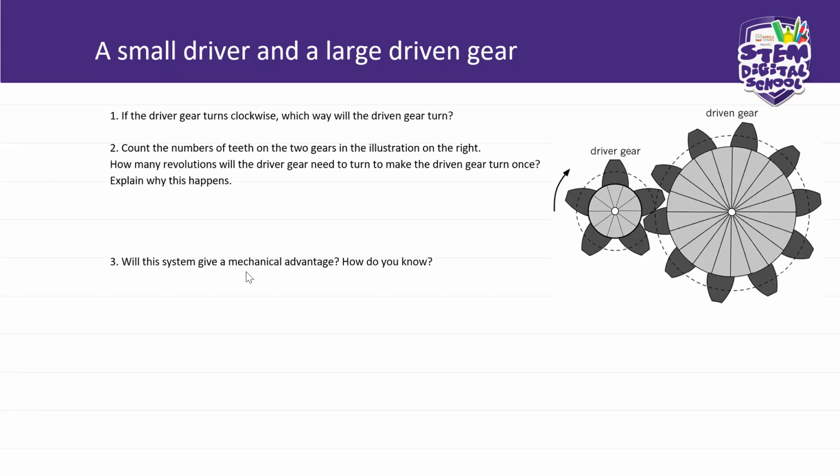Will the system give a mechanical advantage? How do you know? Will it give a mechanical advantage? Is it mechanical advantage if the input is greater than the output? Is it mechanical advantage or speed advantage?